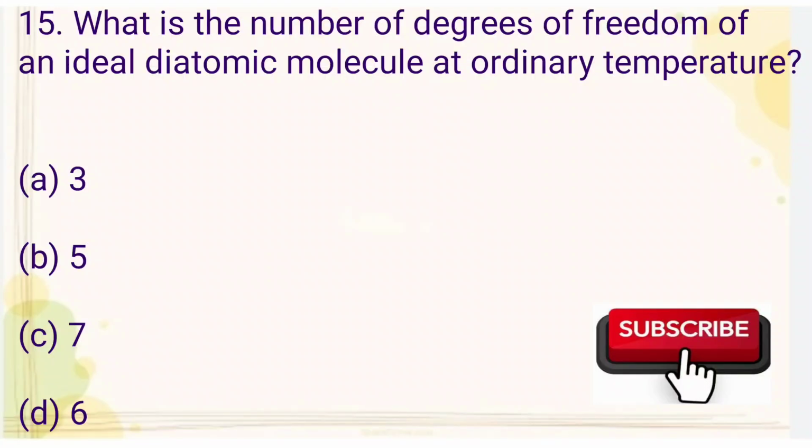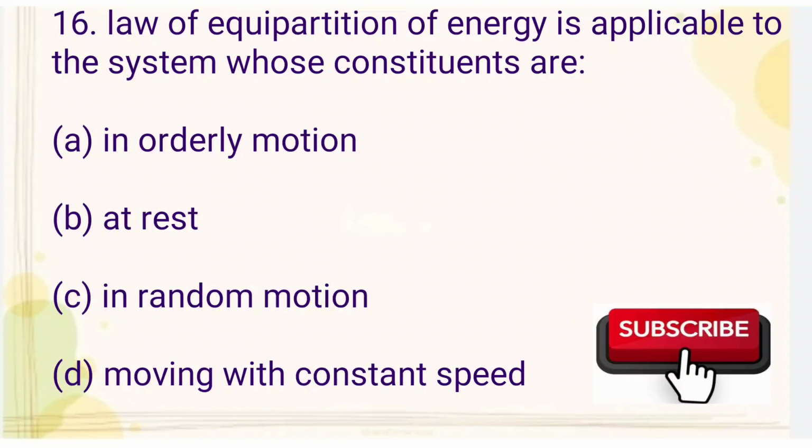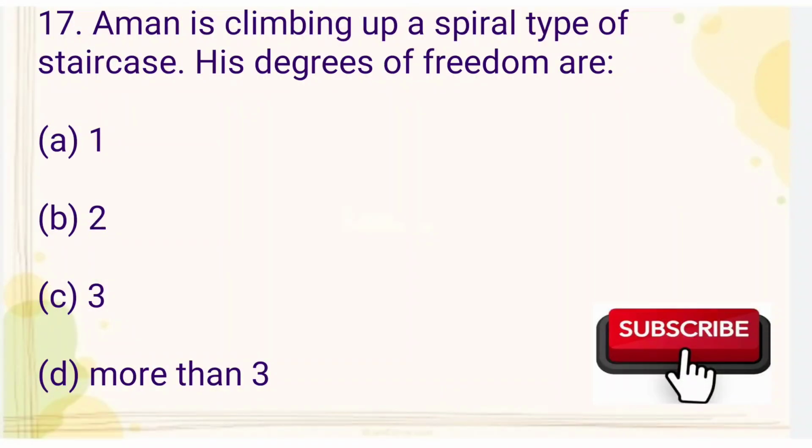What is the number of degrees of freedom of an ideal diatomic molecule at ordinary temperature? Option B, 5 is the correct option. Law of equipartition of energy is applicable to the system whose constituents are option C, in random motion is the correct option.